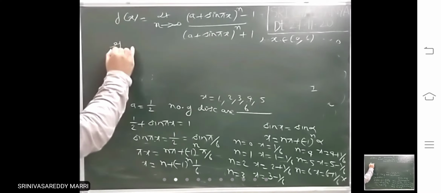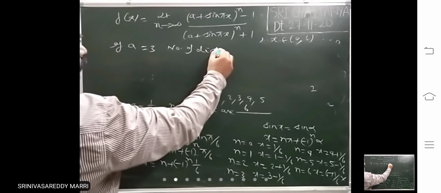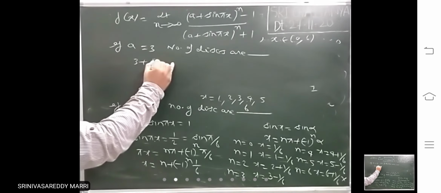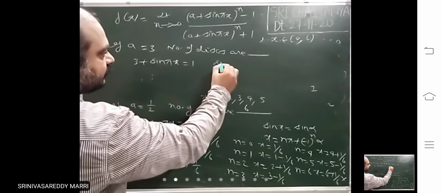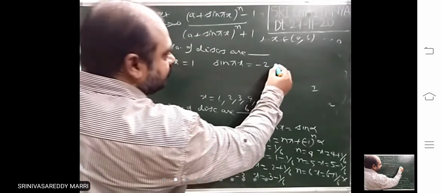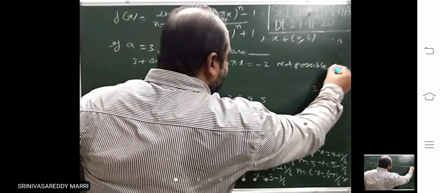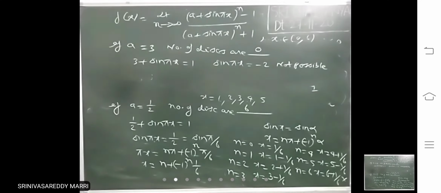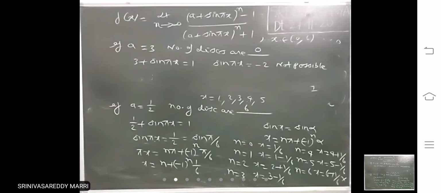Suppose if we ask like this, if a equal to 3, number of discontinuities are dash. That means what you will get? 3 plus sine pi x equal to 1. Sine pi x is what? You got minus 2. Not possible. Sine x will lie between minus 1 and 1 only. That means sine x will never be minus 2. Therefore, number of discontinuities is 0. The main concept is this equal to 1. After that, you find out according to a.